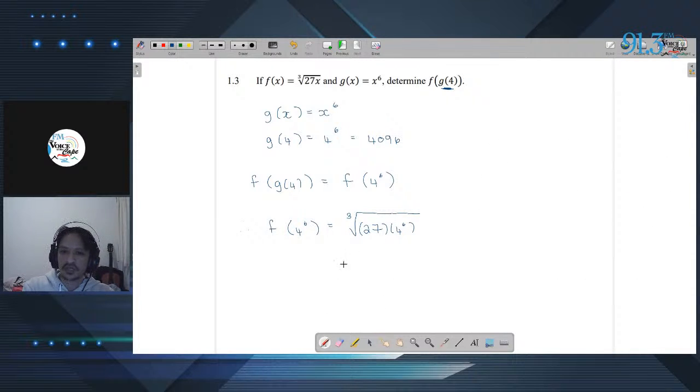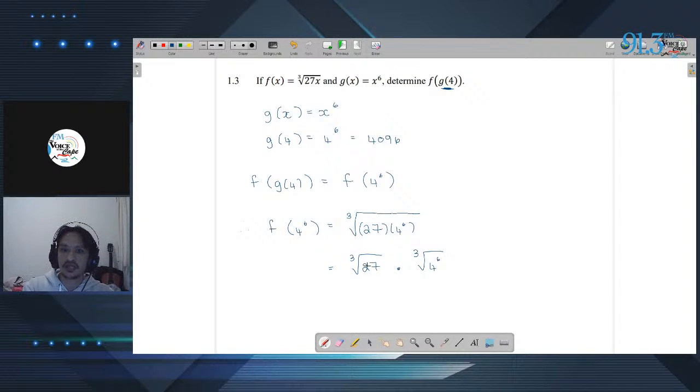So let's try that over here. We can also do that with a cube root. Do not be concerned by this value over here. You can still do it, right? So we're going to go the cube root of 27 times the cube root of 4 to the power of 6. Okay. Now, the cube root of 27, if I remember correctly, that should be 3.